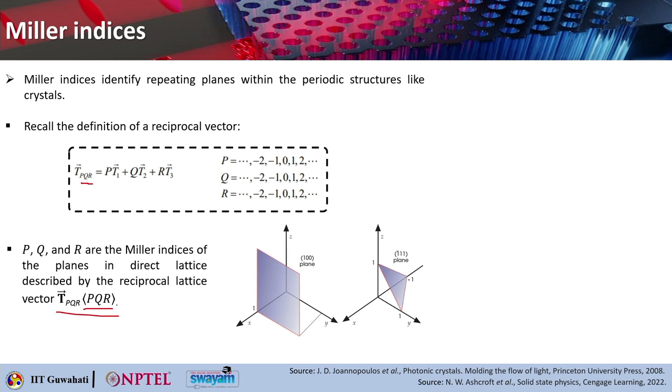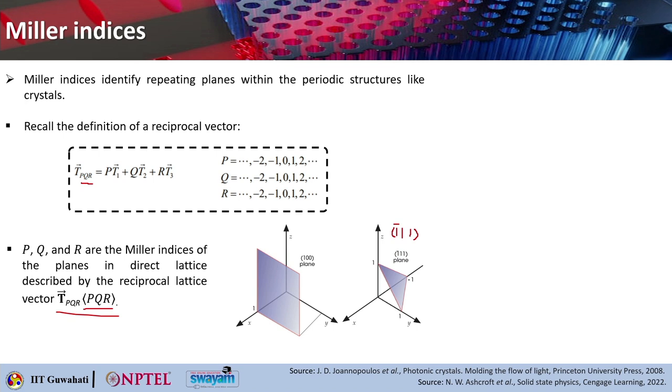So 100 plane is typically like this. If you have 111 plane, okay? So it is basically intersecting x, y and z at 1, 1, 1, okay. So, this one is basically x bar, okay. So, I think it is not clearly written. So, it is basically x bar, okay.